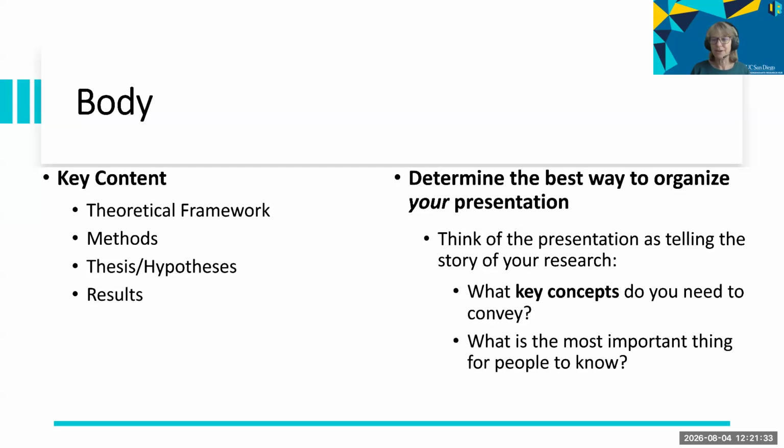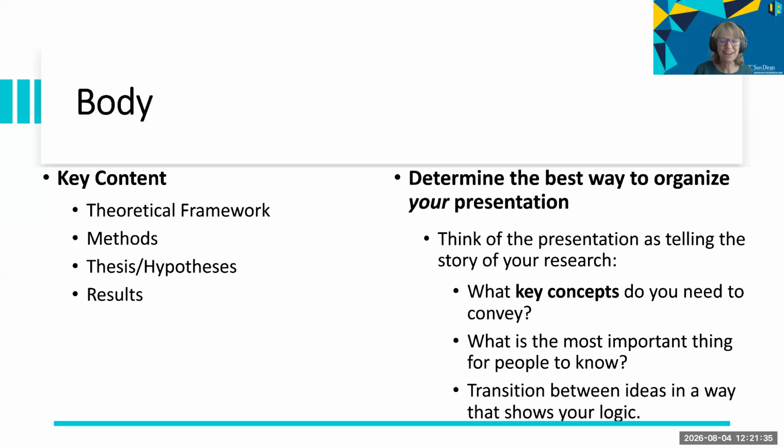Most important thing for people to know. Next slide. Transition between ideas in a way that shows your logic. This is important. You want to make sure that you're not jumping all over the place. You are so familiar with this project that it may be obvious to you why B follows from A, but for somebody who's not familiar with the project, it might not be as obvious. So you just want to connect the dots a little bit explicitly so that it's easy for people to follow your logic.